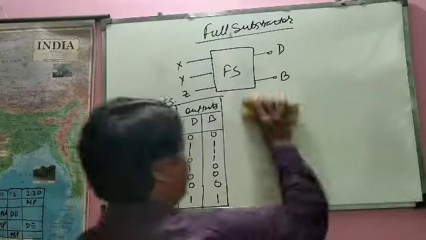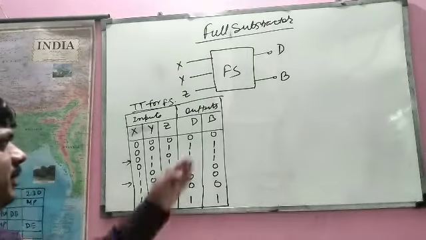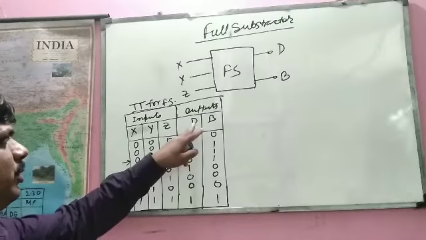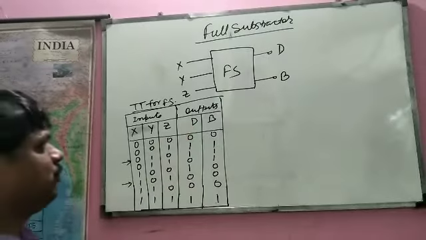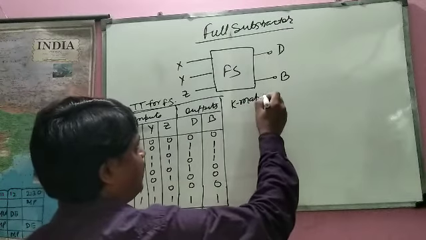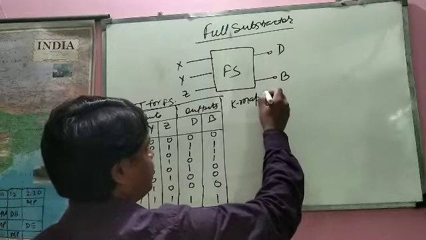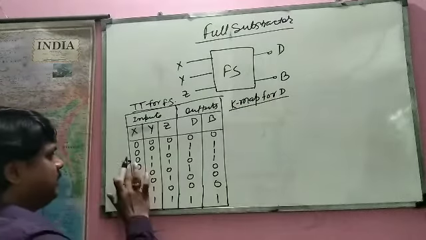So from here, now that the table is completed, there is very little work left. We just have to find the value of D, the difference, with the help of a K-map. So the K-map for D.